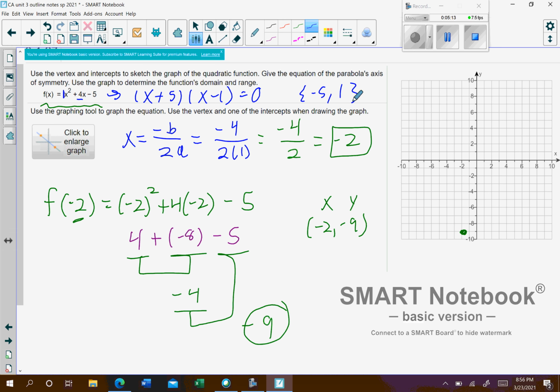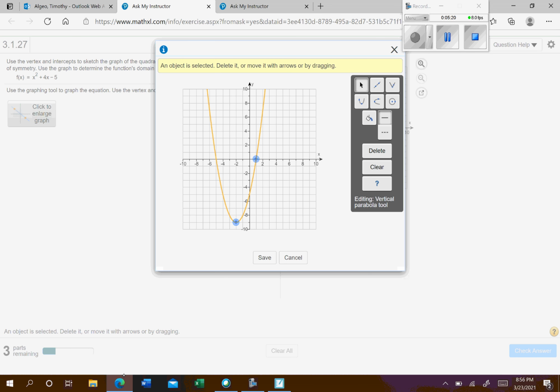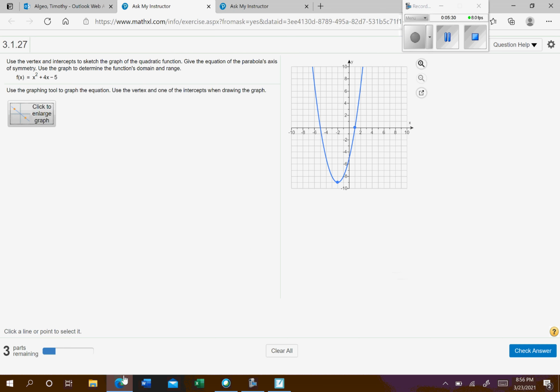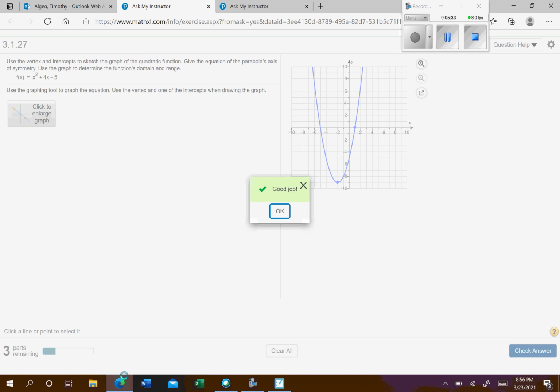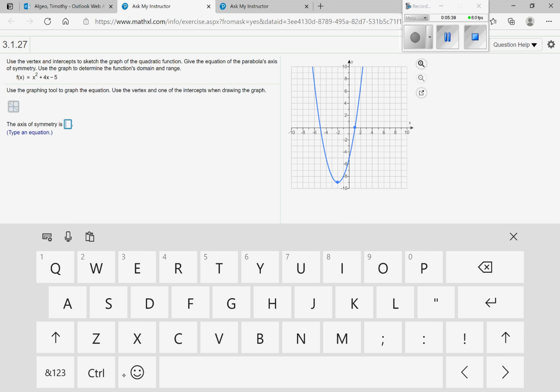So it doesn't matter which one I use. I guess I'll just use +1. So back on my graph, I'll use +1. You see when I click +1, -5 is showing up also over here. Also, you can see my y-intercept is -5 right there. So I'll go ahead and save that. Go ahead and check that. Good job. Okay. So then axis of symmetry, that should just be x equals -2.